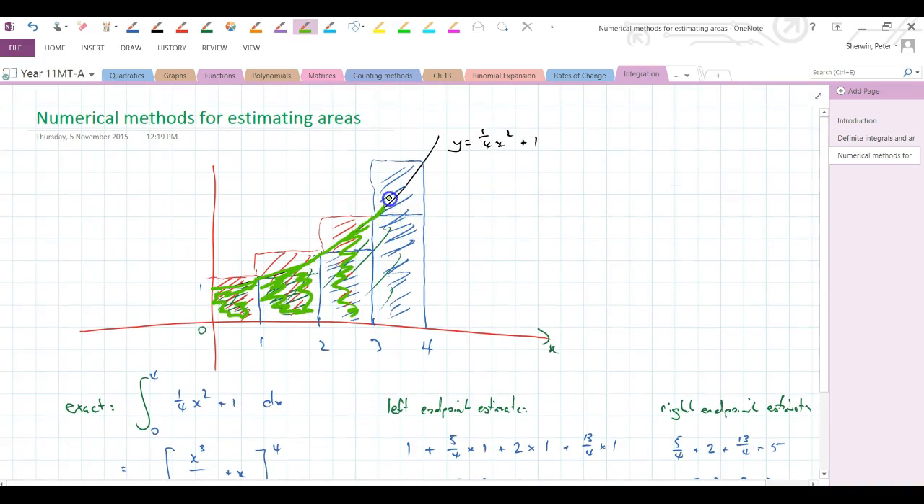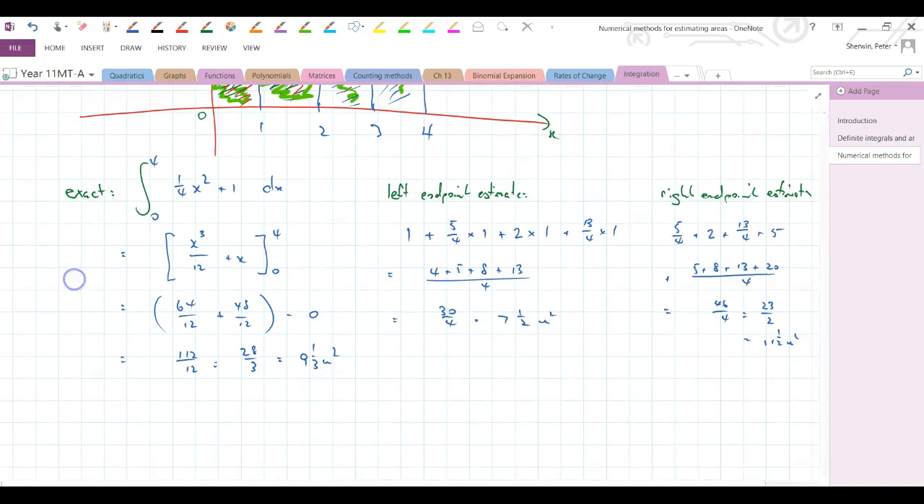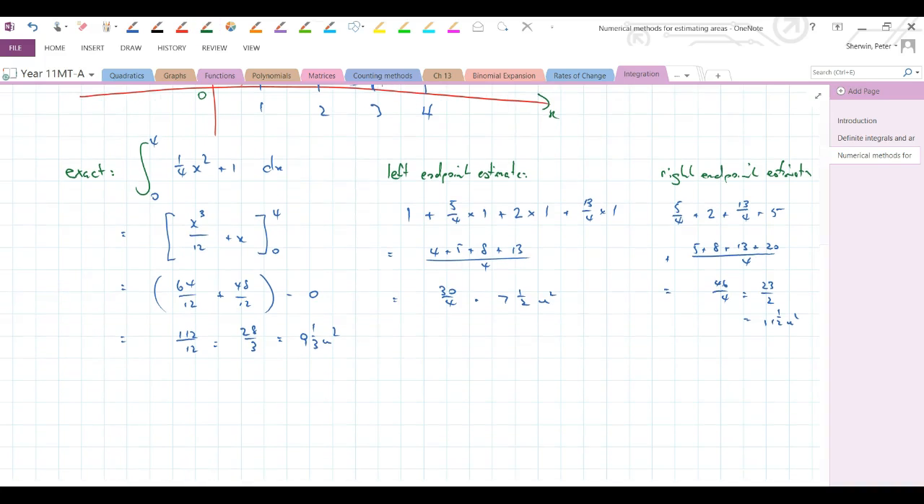So I'm going to use trapeziums. I'm going to use 4 trapeziums to estimate it now. Now, this is called the trapezoidal estimate. The trapezoidal estimate. All right, let's have a look at it.